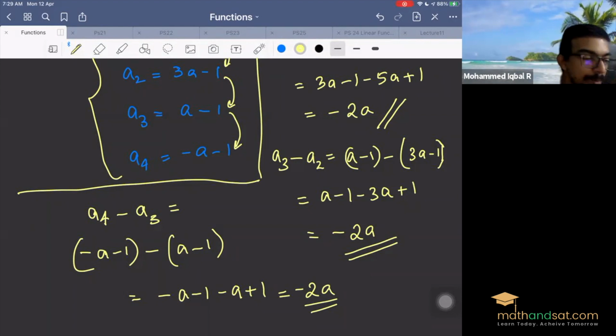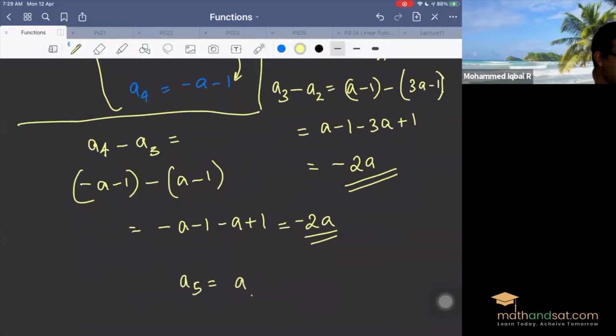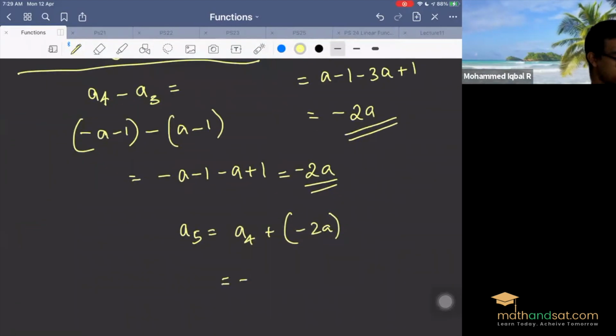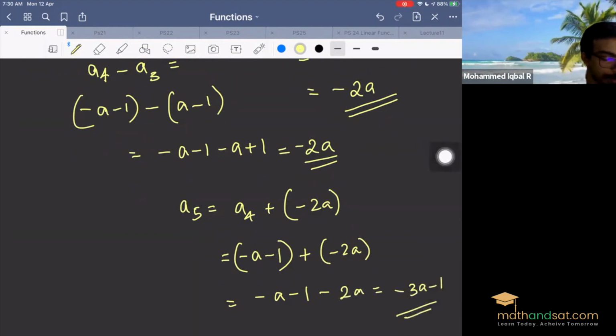Now you are asked to find the next term in the sequence. So what will you do? How will you find a5? To a4, add minus 2a. To get a5, you add the common difference to a4. So this is minus a minus 1 plus minus 2a. The answer will come out as minus 3a minus 1. Minus 3a minus 1 is our answer.